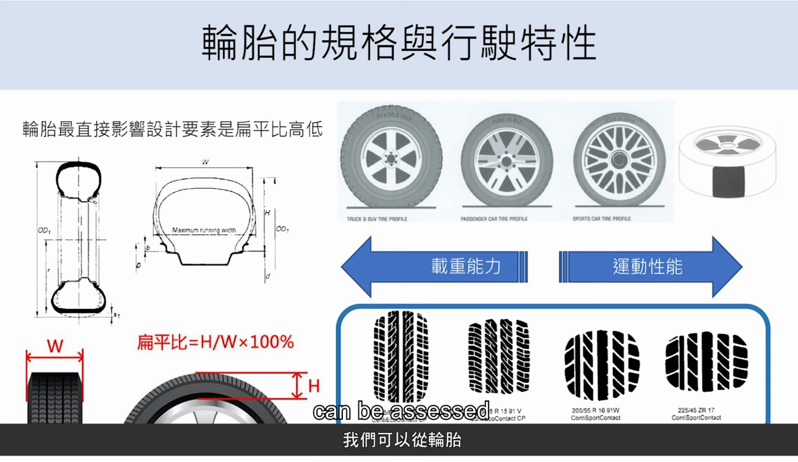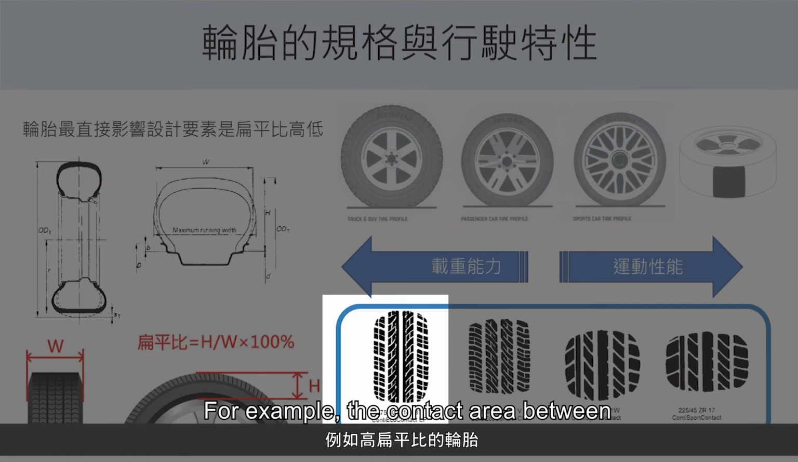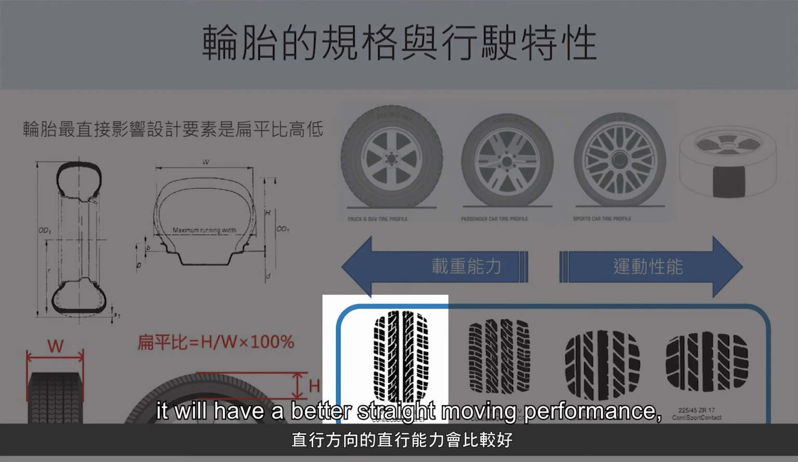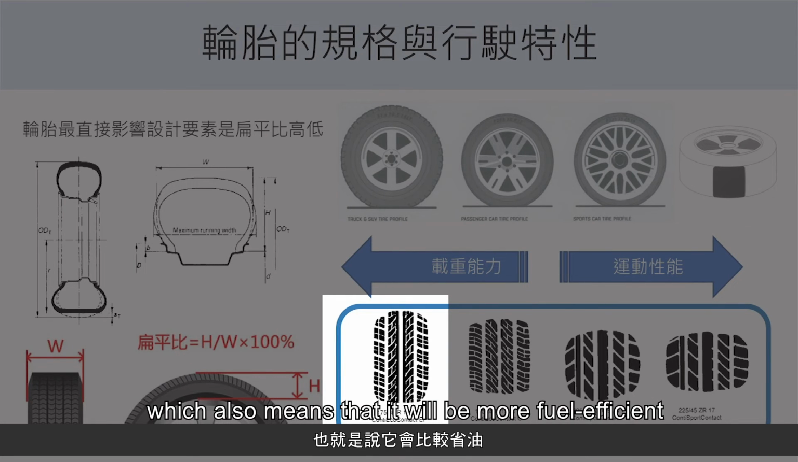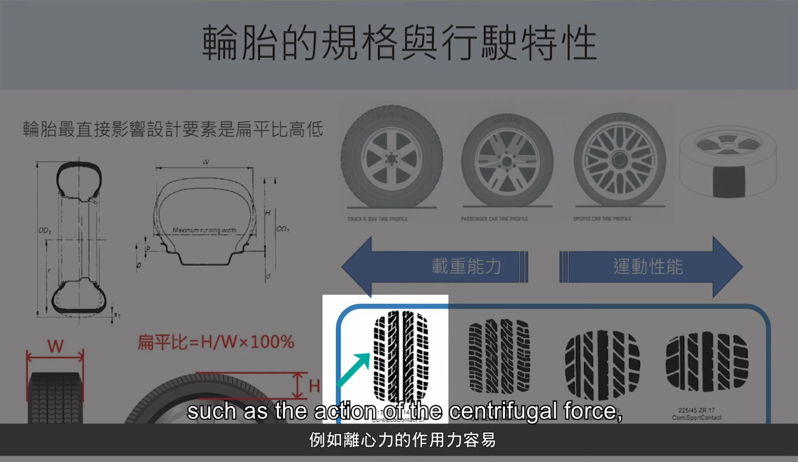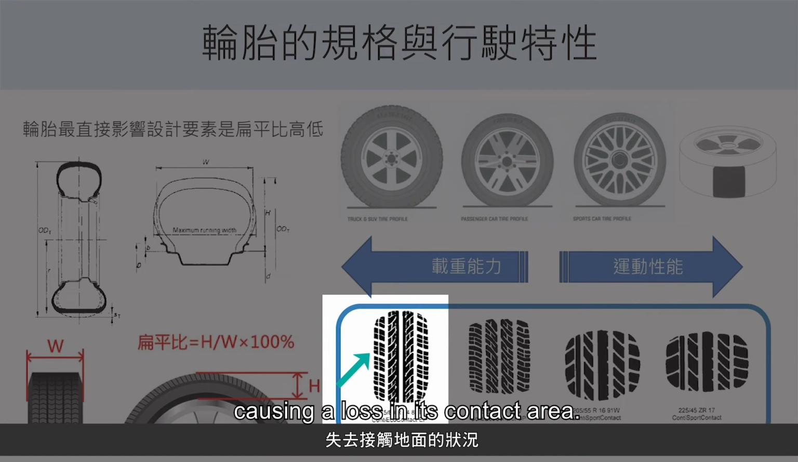Such a concept can be assessed from the cross-sectional shape of the contact between the tire and the ground. For example, the contact area between a tire with a high flatness ratio and the ground will be long and narrow shaped. Because it is long and narrow shaped, it will have a better straight moving performance, which also means that it would be more fuel efficient and withstands load. This long and narrow shaped tires under certain driving situations such as the action of centrifugal force can easily have its cross-sectional area reduced, causing a loss in its contact area.